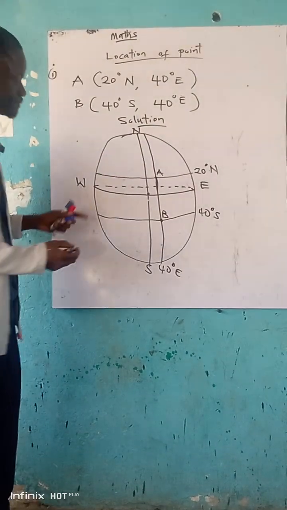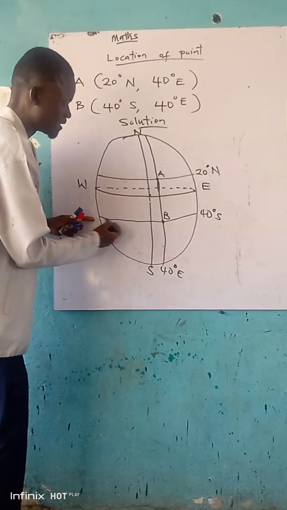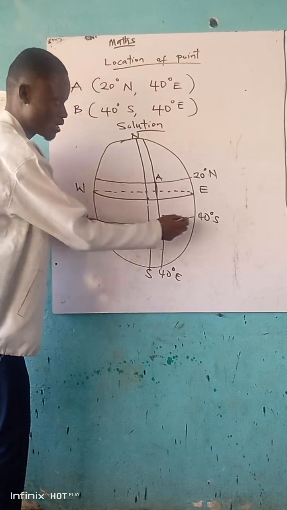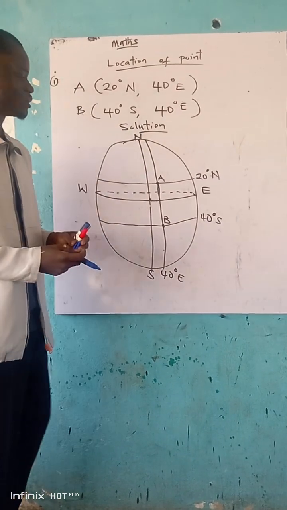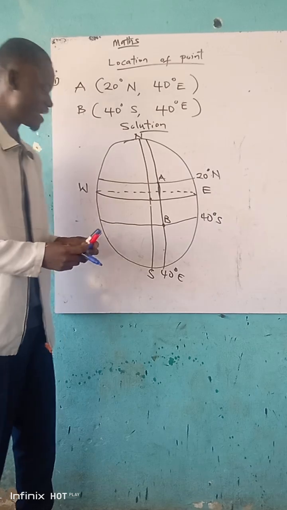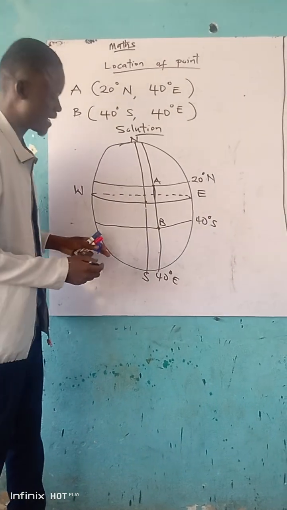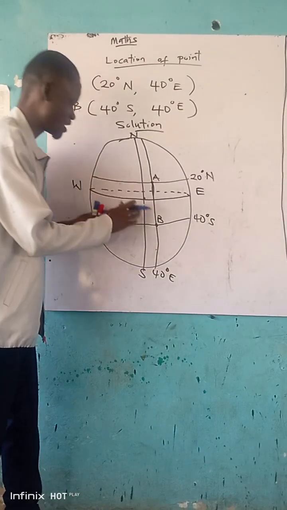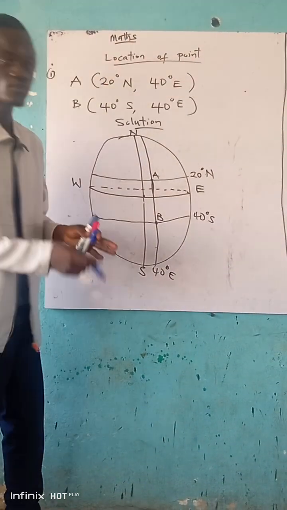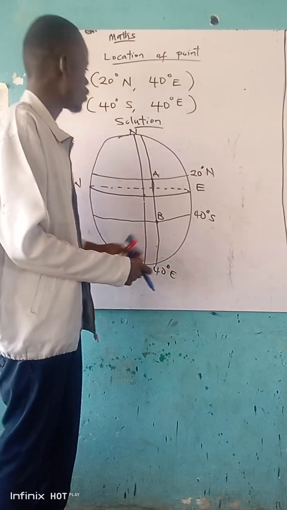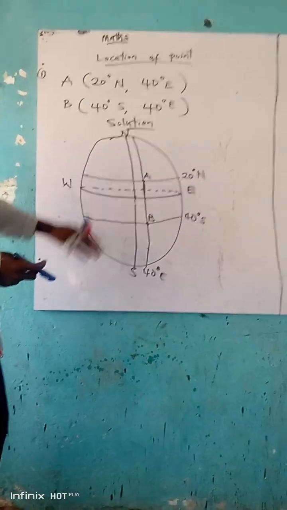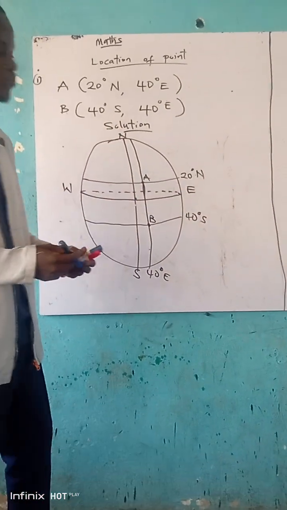But in case your 2 points lie on the same latitude, not the same longitude, we call it the distance on a small circle. When it lies on the same latitude, it's a small circle. But when it lies on the same longitude, it's a great circle. So with this, I believe if you pay close attention to this, you should be able to know how to locate your points on your globe.